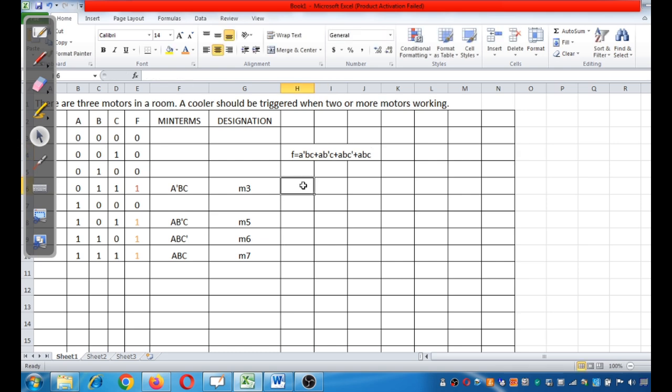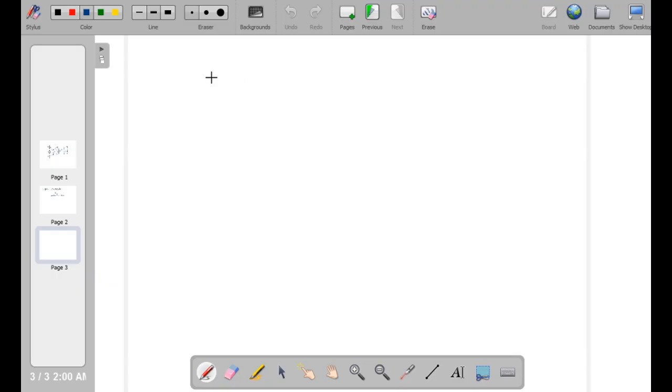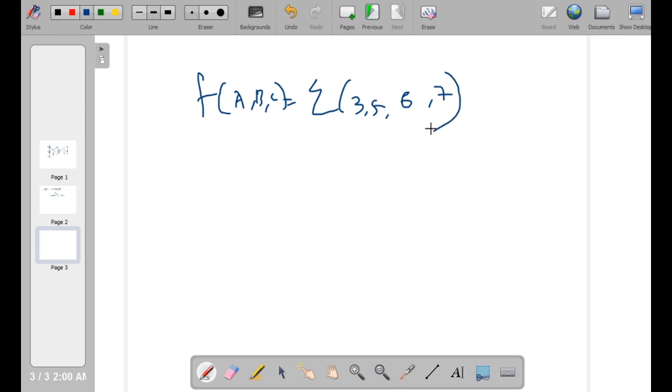I can write this in this way also, F equal to m3 plus m5 plus m6 plus m7. This way also I can write it. And there is one more way. It is F with three variables A, B, C equal to sigma 3, 5, 6, 7. This way also I can write. Now we have constructed the Boolean function.